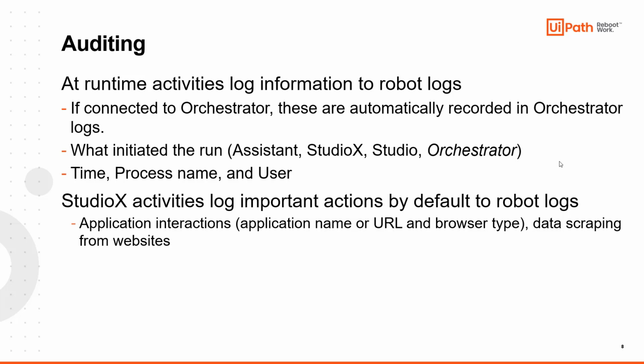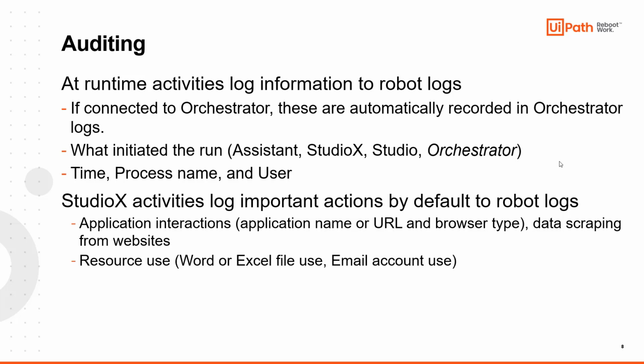Specifically, StudioX activities are going to record any application interaction they have. So it's going to, for a desktop application, record the application name. If it's a website, it's going to record the URL and the browser type that was used. We're also going to record data scraping specifically. Again, this is incredibly important for regulatory and audit purposes to know what that robot did.